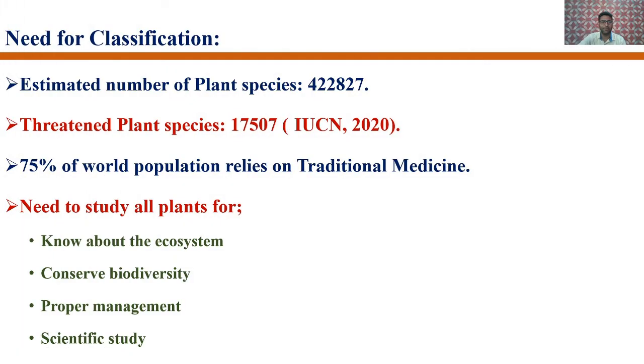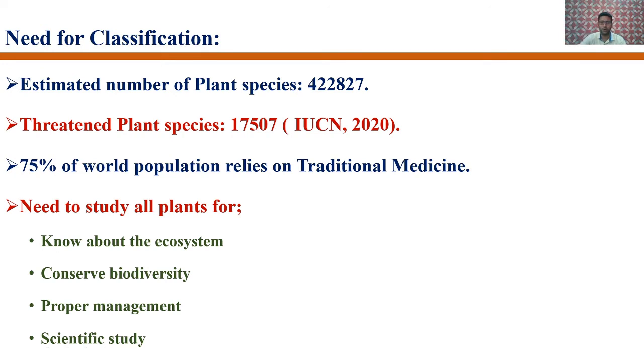Now the question arises, what is the need for classification? As we are all aware of the importance of plants, they act as a source for food, fodder, etc. Besides, it has been estimated that the total number of plant species which exist on planet Earth is more than 4,22,000. Among these plant species, according to the IUCN report of 2020, almost 17,507 plant species are facing threat. Besides, 75% of the world population relies on traditional medicine, where plants act as an important source for these medicines. So there's a need to study all the plants for various purposes.